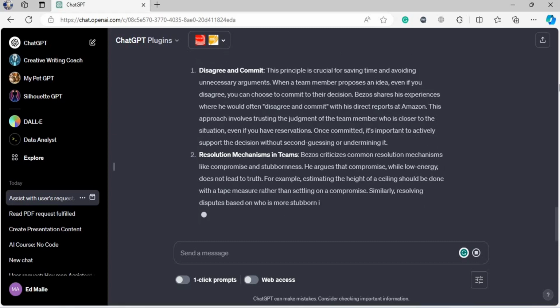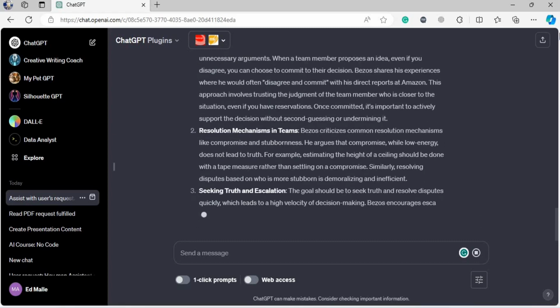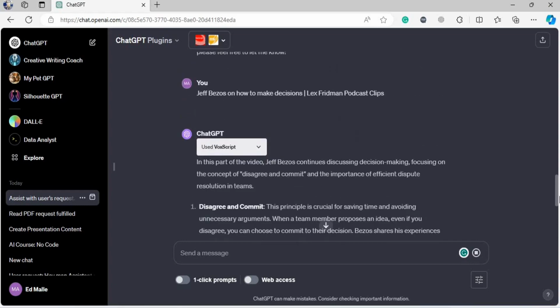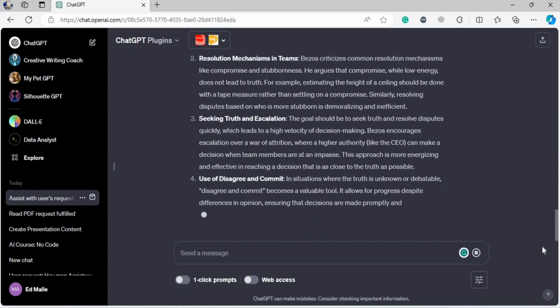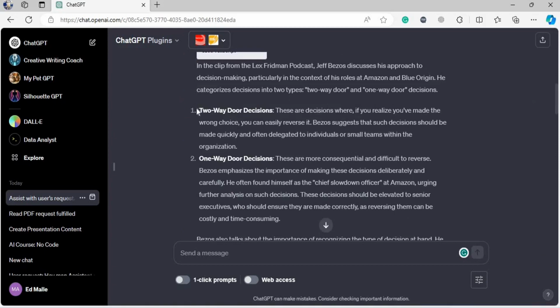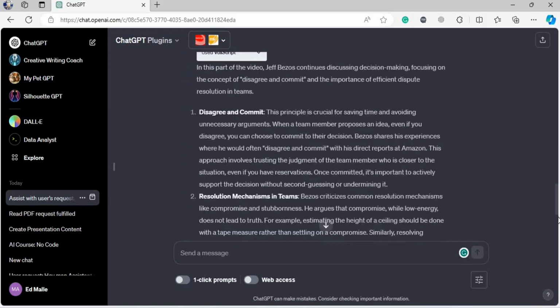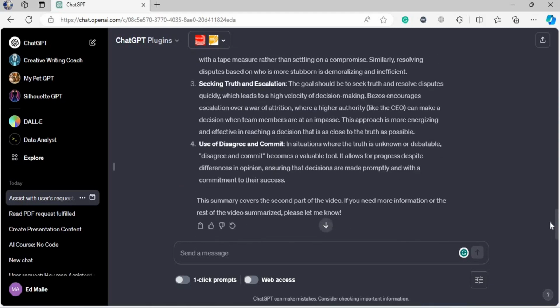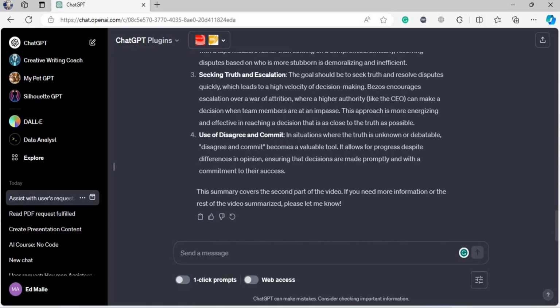So folks, it created something, oops, but this time it's a much bigger one than the previous one. Wow, that is crazy, because last time it just gave us two points. Here we have it. It was two-way door decision, one-way door decision, that's it, bang. And this time it gave us like four points. Disagree and commit, resolution mechanism, seeking truth and escalation, and use of disagree and commit, and the same thing.